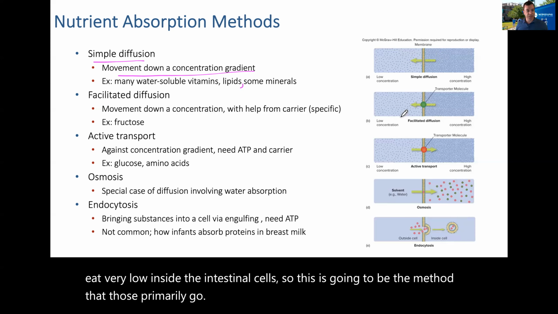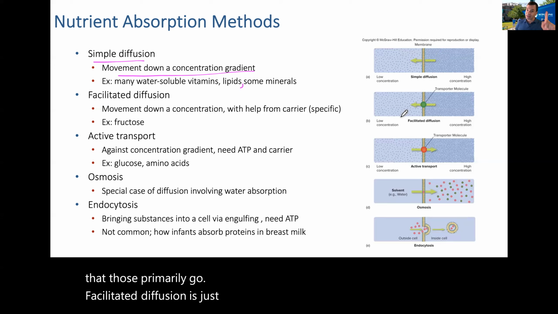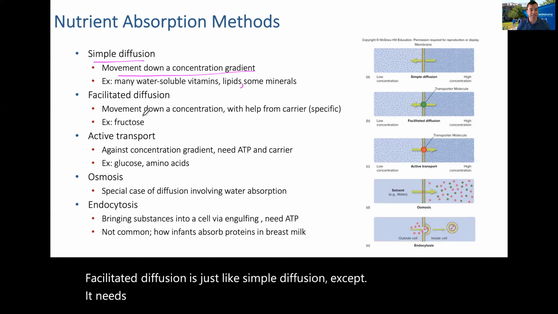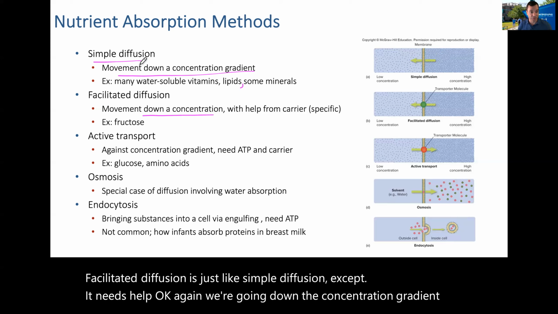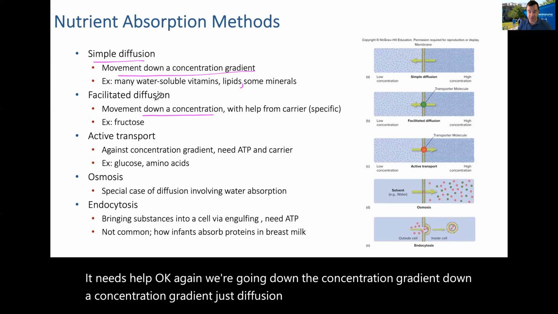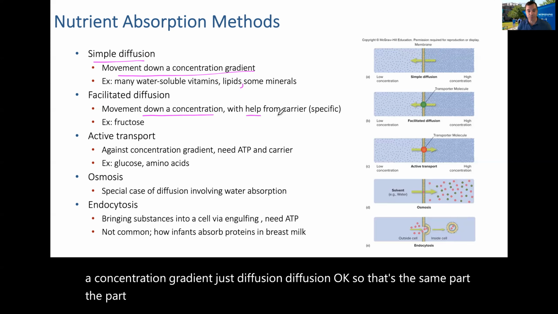Facilitated diffusion is just like simple diffusion, except it needs help. Again, we're going down a concentration gradient, just like diffusion. So that's the same part. The part that's different is that it needs help. We need to facilitate. If we facilitate something, we help.